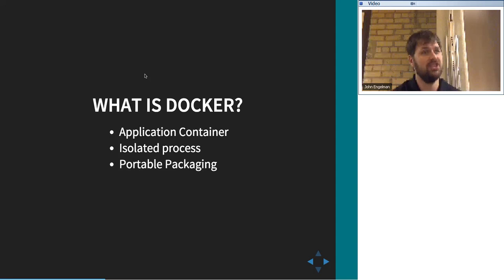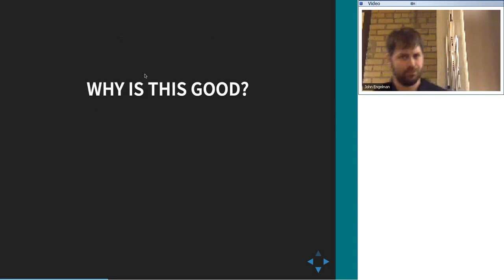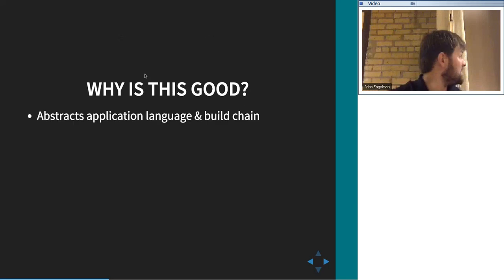It's portable packaging. So the idea here is I can package up the entire environment for this application and ship it off to something else. I don't have to rely on certain libraries being available on that machine. It's all contained together. Why is this good? So we're abstracting our application, not only our application language, right? So with Docker, I don't care that you wrote something in Java or Scala or Ruby or Node.js. It doesn't matter to me because from the perspective of a running server, I'm executing a Docker container. Everything else is happening internally to that container.